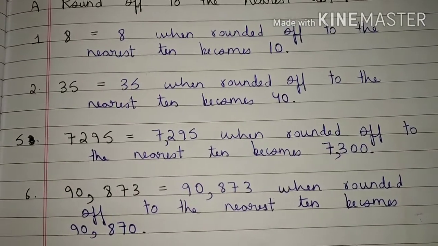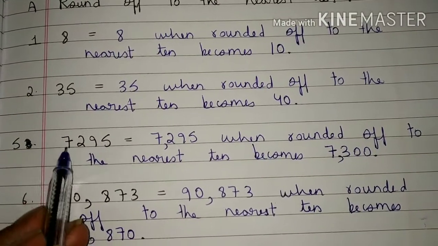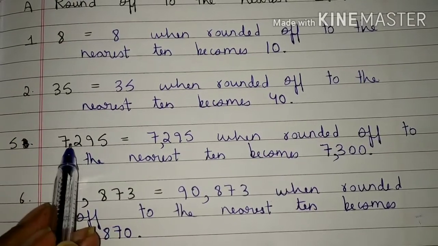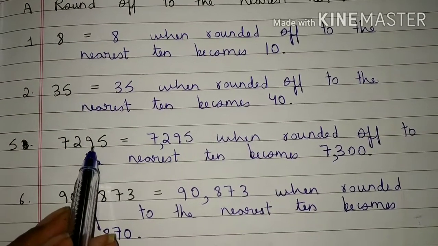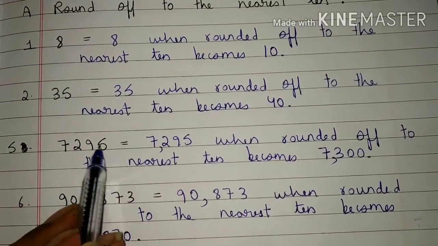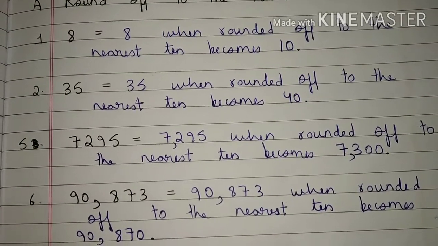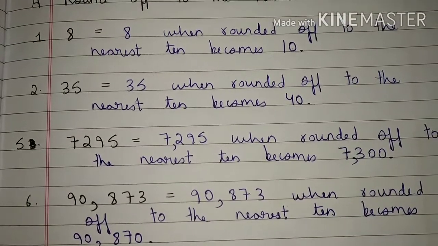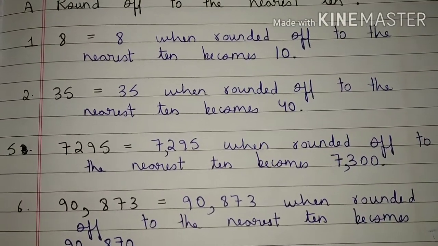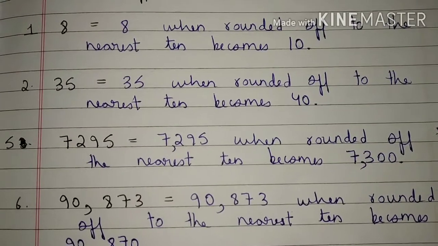Students, third and fourth question, this is your homework. So now come to the fifth question. Number is 7295. Now students, when you have to round off a number to the nearest 10, you will check the digit in the ones place. Here in the ones place, digit is 5. I have told you that if the ones place digit is 5 or more than 5, then you will write 0 in the ones place and you will change the digit in the tens place. You will add 1 to the digit in the tens place.